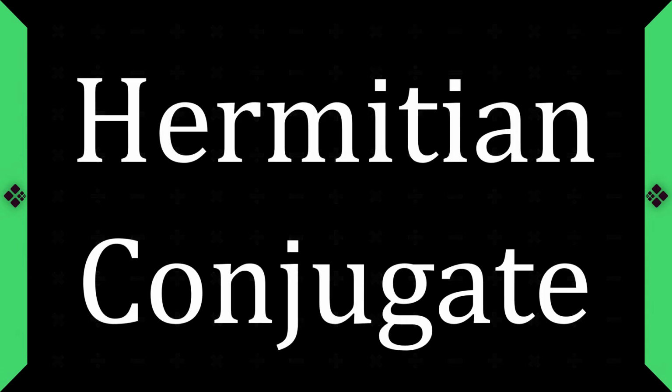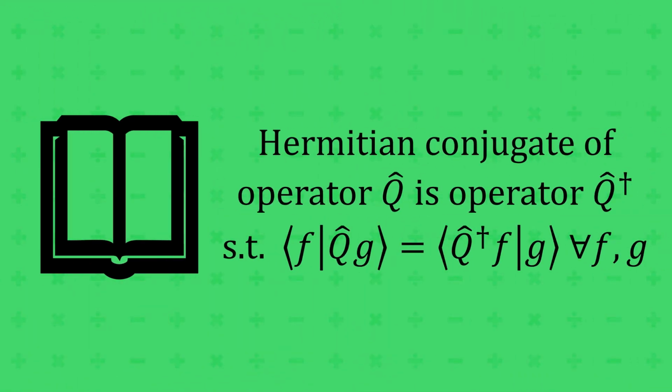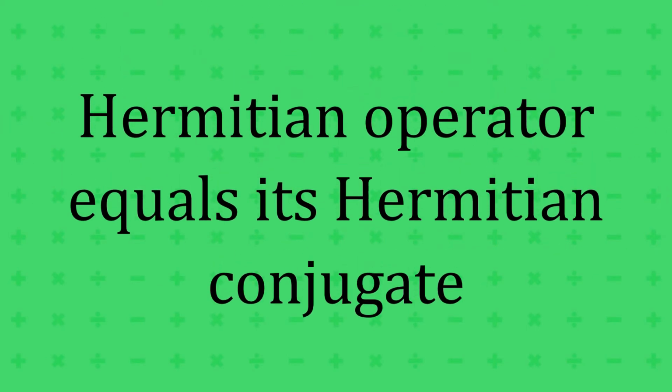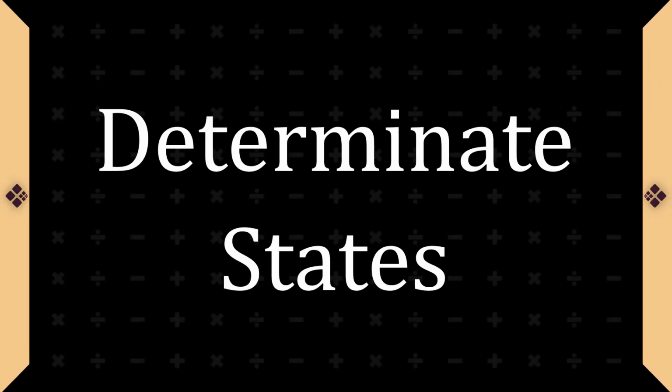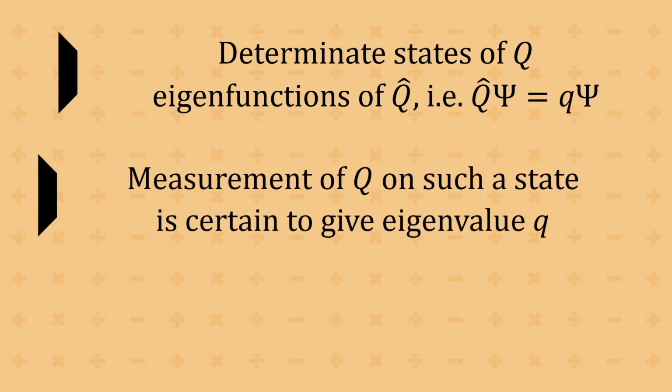So, operators representing observables must have the property that the inner product of f with q hat f is equal to the inner product of q hat f with f for all f of x, and we call such operators Hermitian. Now let's define the Hermitian conjugate. The Hermitian conjugate of an operator q hat is the operator q hat dagger such that the inner product of f with q hat g is equal to the inner product of q hat dagger f with g for all f and g. Therefore, a Hermitian operator is equal to its Hermitian conjugate.